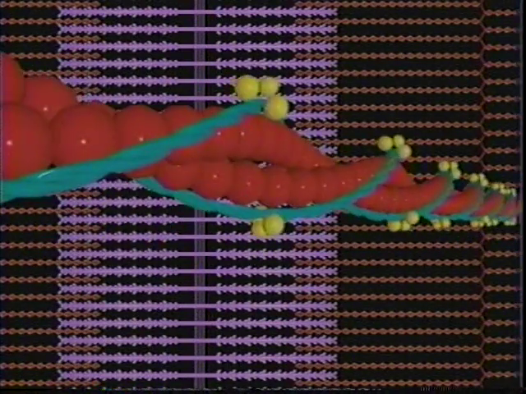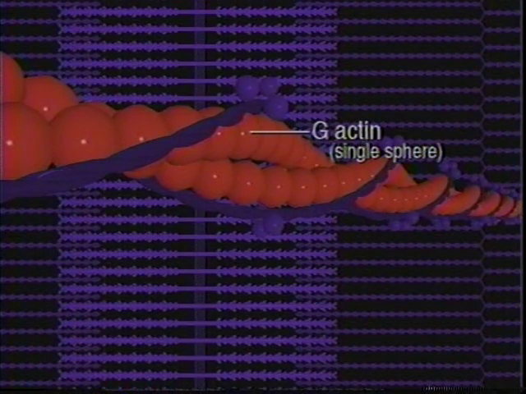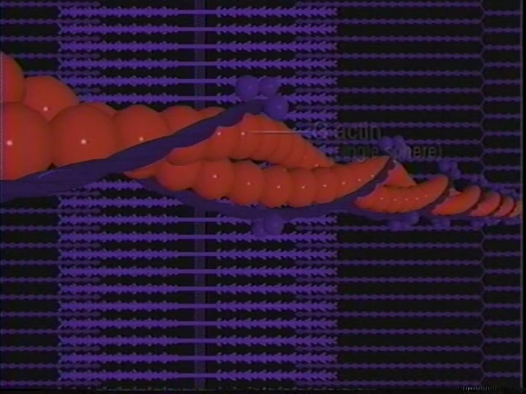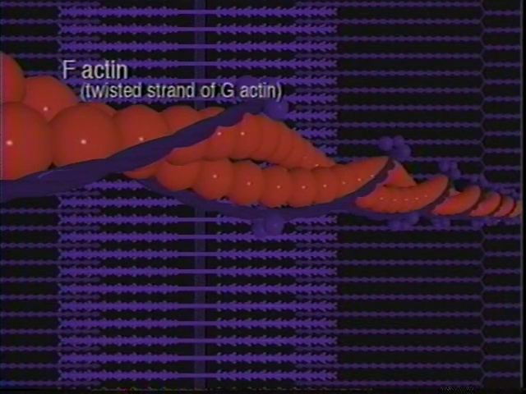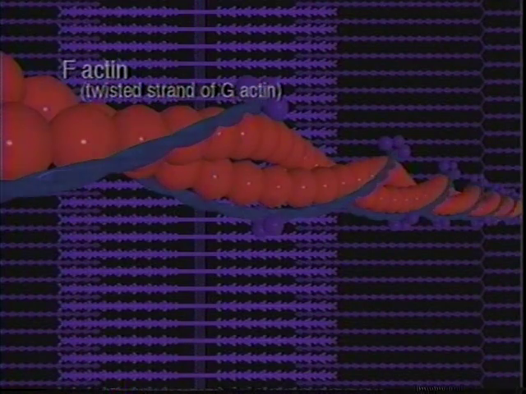Thick filaments are made of the protein myosin. Thin filaments contain the proteins actin, tropomyosin, and troponin. G-actin, here shown as red spheres, is globular actin. Each G-actin molecule has an active site that combines to the myosin of the thick filament. G-actin is strung together to make a twisted strand called F-actin.